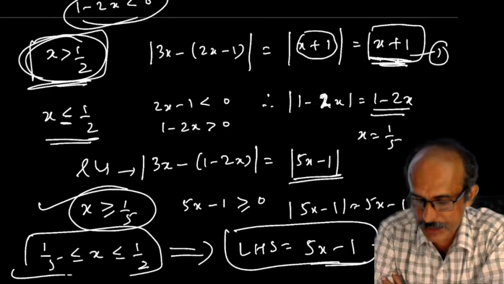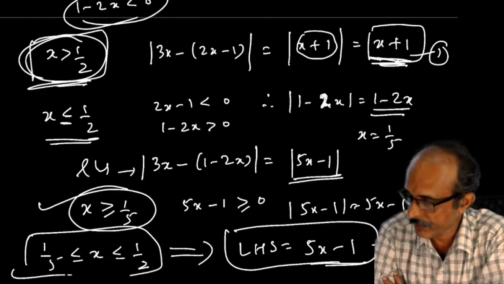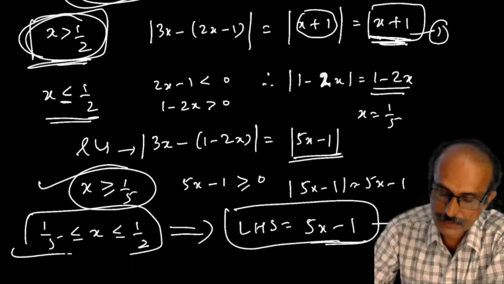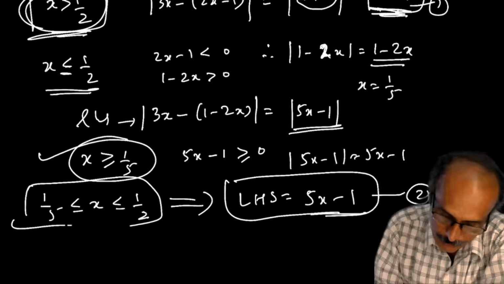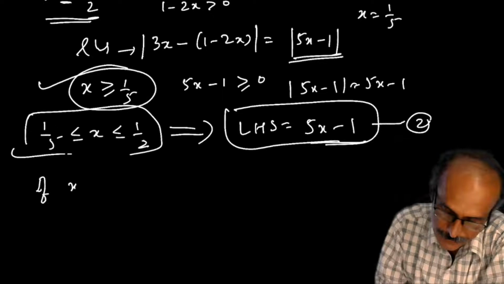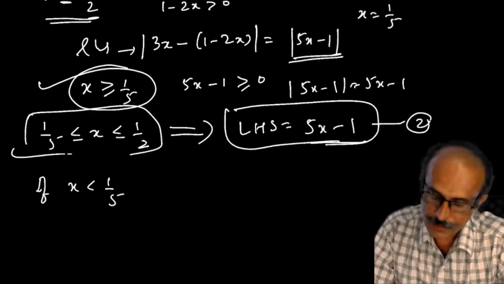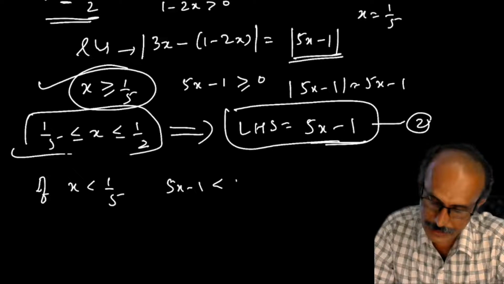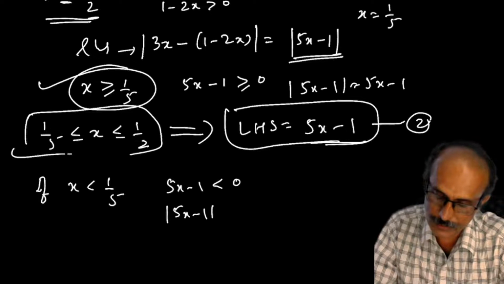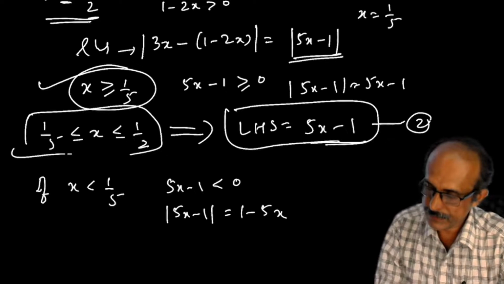So, you have to check what happens if x is less than 1 by 5. If x is less than 1 by 5, what happens? You notice that this 5x minus 1 is negative. So, the mod of 5x minus 1, that will be 1 minus 5x.